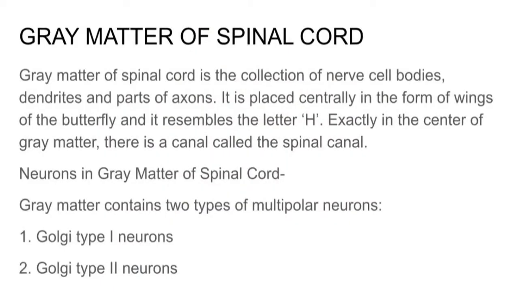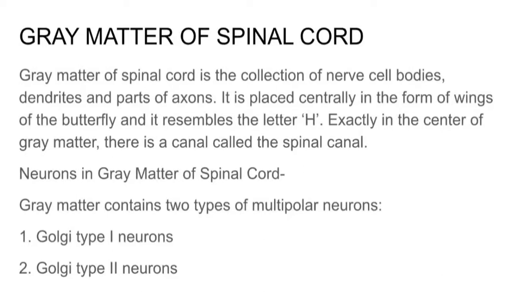Grey matter of spinal cord. Grey matter of spinal cord is the collection of nerve cell bodies, dendrites, and parts of axons. It is placed centrally in the form of wings of a butterfly, and it resembles the letter H. Exactly in the center of grey matter there is a canal called the spinal canal.